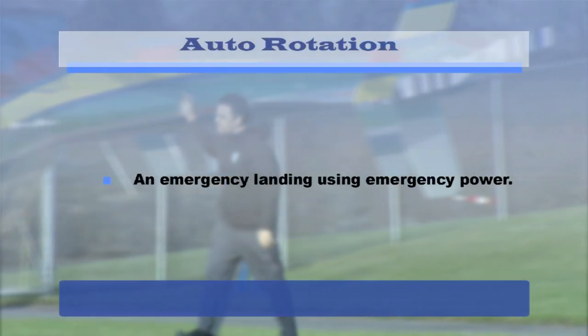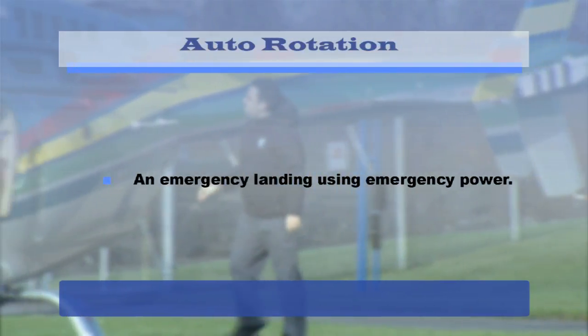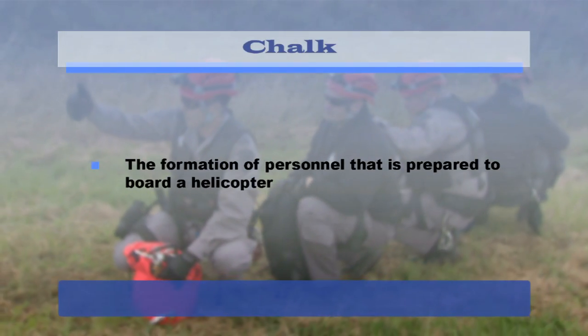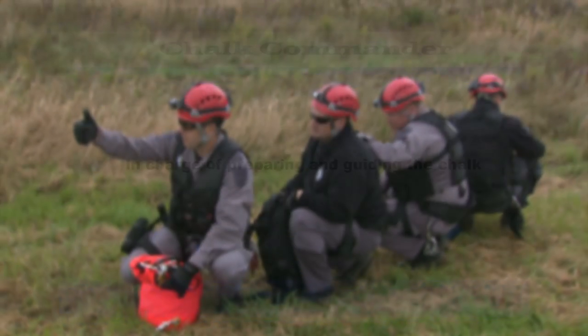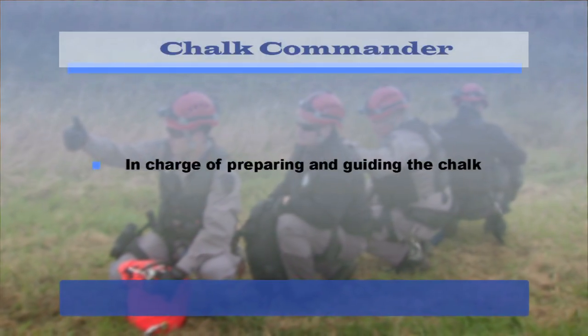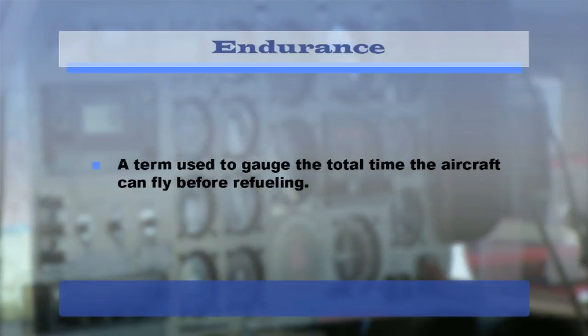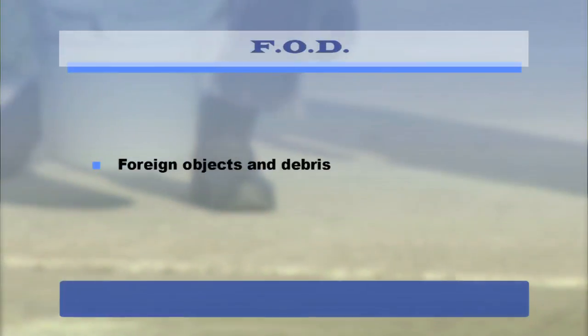Auto rotation. A term used for an emergency landing using emergency power. Chalk. The formation of personnel that is prepared to board a helicopter. Chalk commander. The person in charge of preparing and guiding the other personnel. Disc. The imaginary circle used to distinguish the location of propeller blades. Endurance. A term used to gauge the total time the aircraft can fly before refueling. FOD. Foreign objects and debris.